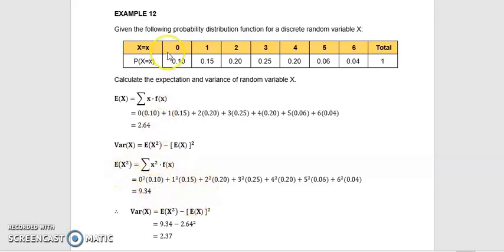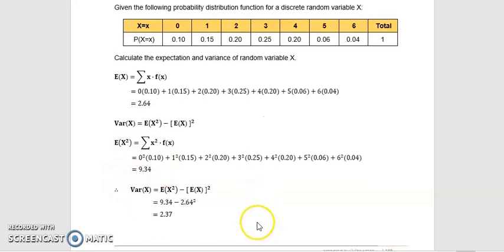Okay, so example here. For E(x square), the first value of x equals 0. So 0 square multiplied by its probability 0.1, plus 1 square multiplied by probability 0.15, up to the last value of x, which is x equal to 6 here. So 6 square multiplied by 0.04. If you total this up, E(x square), you will get 9.34.